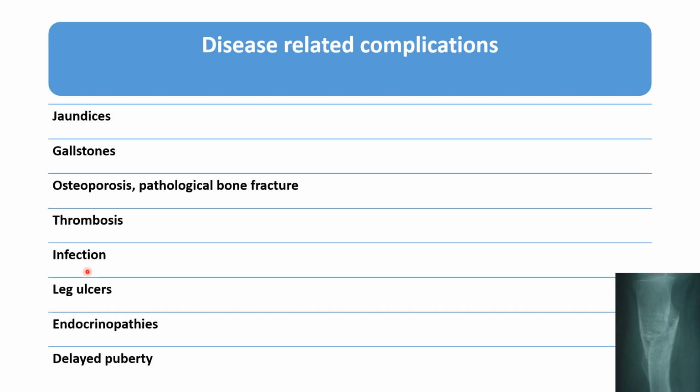They are prone to infection in the first decade of life because iron overload leads to oxidative stress, and also hypersplenism leads to neutropenia. Leg ulcers can also develop because of thrombosis and hypercoagulability. Endocrinopathies can develop in the first or second decade of life because of endocrine damage due to iron overload. Delayed puberty, because of endocrinal changes, can occur in thalassemic patients.